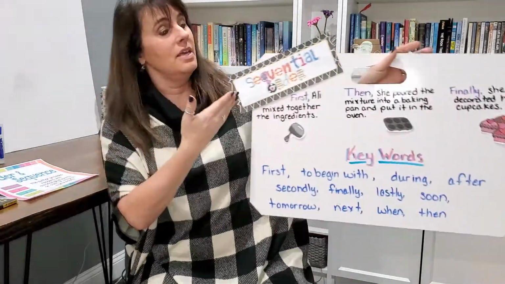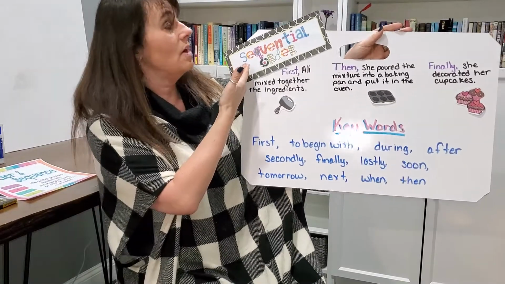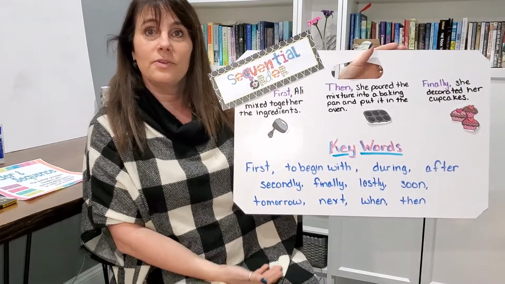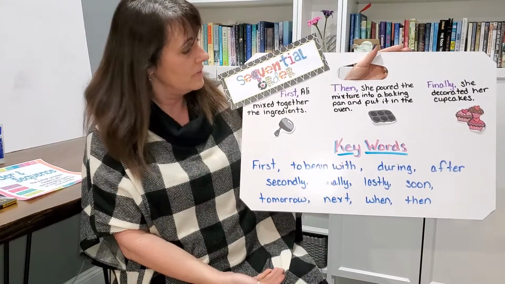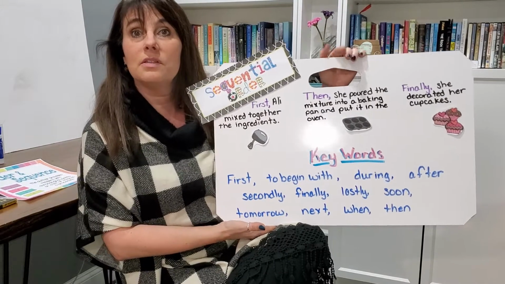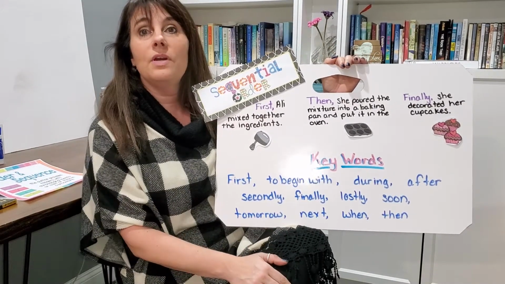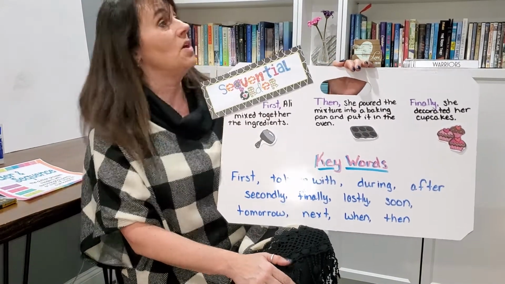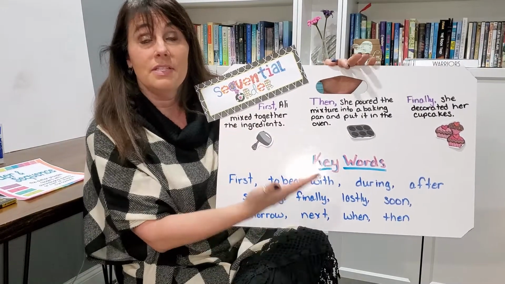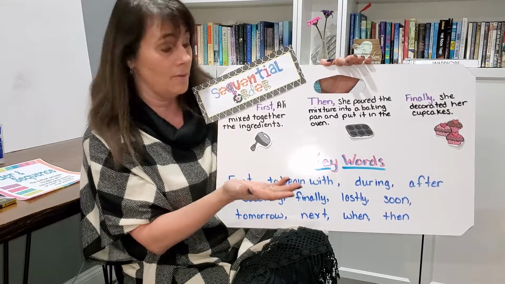So if you take a look here at my board that I've made for you, we're talking about order of events, also called sequential order or chronological order. We've used all of those terms this year. So we're going to talk about those words and some key words to look for. So let's pretend somebody was going to bake some cupcakes. So I put something together here for you about somebody baking some cupcakes. So let's say a girl named Allie was going to bake some cupcakes.